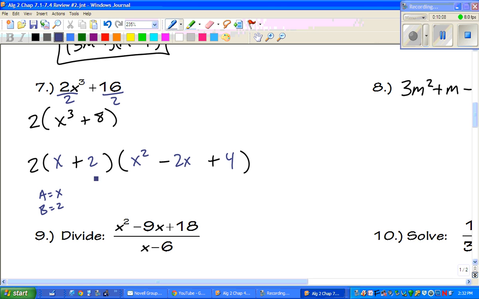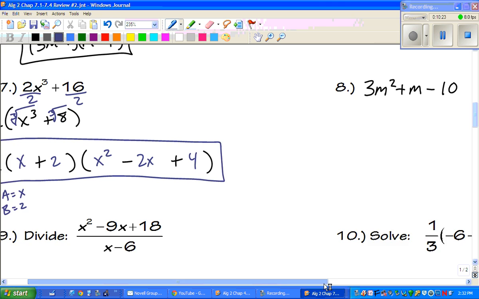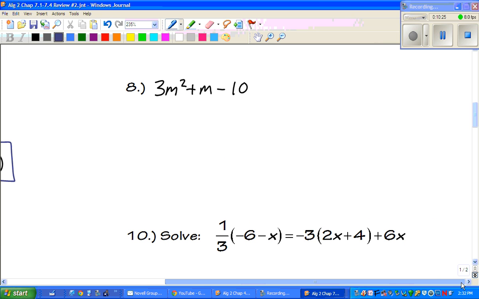And there you go. Okay, when you take the cube root of x cubed, it's x, and the cube root of 8 is 2. So from then on, all I did was follow the pattern. Okay, now number 8 is different than what your paper says, so go ahead and make the necessary changes.